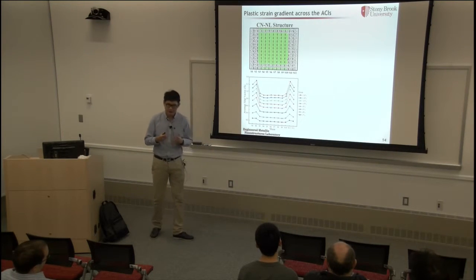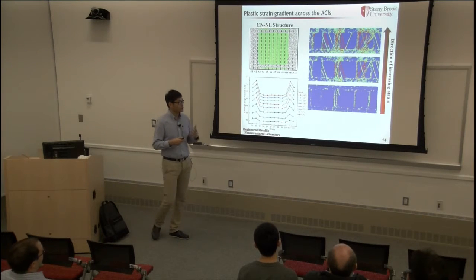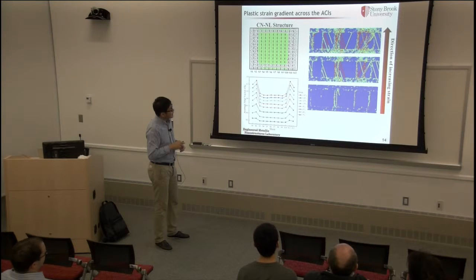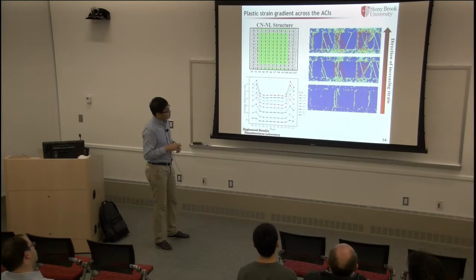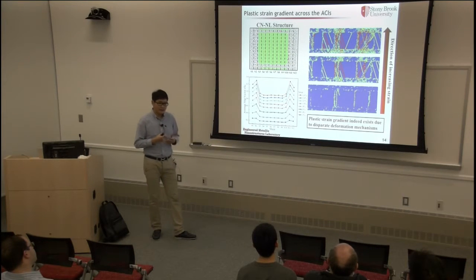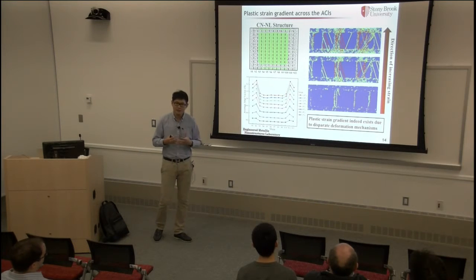So what happened in this material? Let's look back at the snapshots. We found that there are more atoms involved in the STZ deformation in the amorphous area than atoms involved in the dislocation or grain boundary deformation in the nanocrystalline layer. So the plastic strain gradient indeed exists due to the disparate deformation mechanics. So how are these gradients related to dislocation emission and absorption?